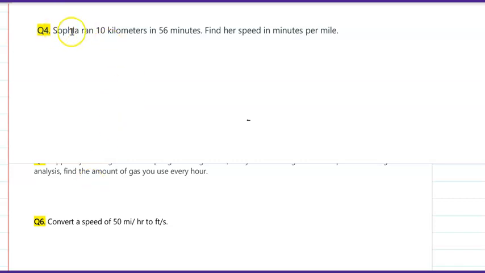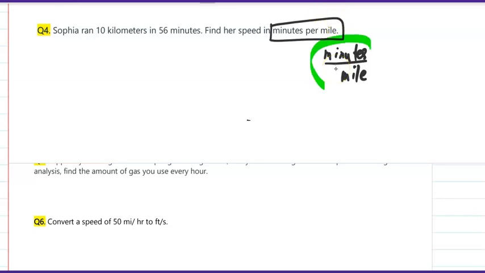Next question. Sophia ran 10 kilometers in 56 minutes. Remember that you have a unit for length, kilometer, and the time unit is minutes. Find her speed in minutes per mile. Minutes per mile is the same as minutes divided by miles. So when you find your answer, your unit minutes has to be on the top and the miles has to be on the bottom. Okay, that's the answer unit.